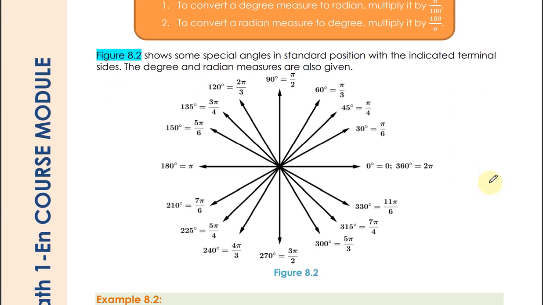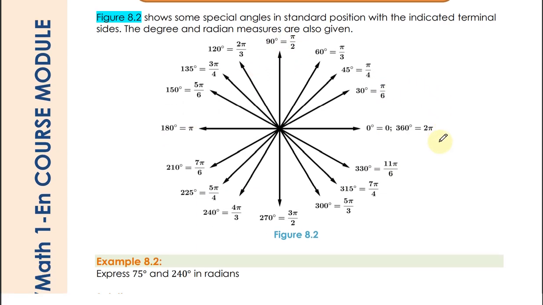So Figure 8.2 shows some special angles in standard position with the indicated terminal sides, and the degree and radian measures are also given. So I drew it like this. 0 degrees, its equivalent radian is 0. 360 degrees, the equivalent is 2 pi. 30 degrees, the equivalent is pi over 6. You already know how to convert, so no need to memorize this. This is just for illustration.